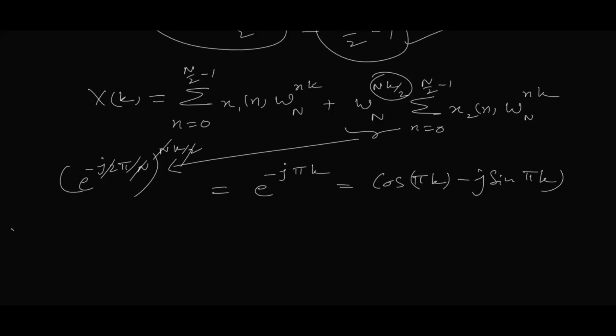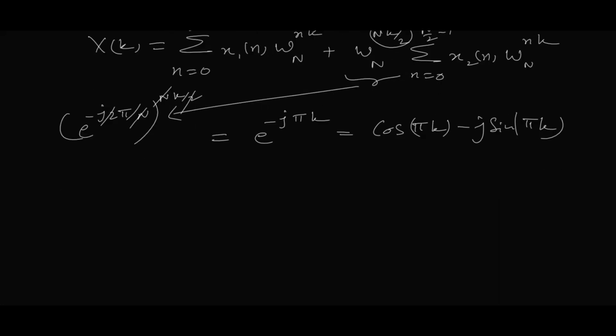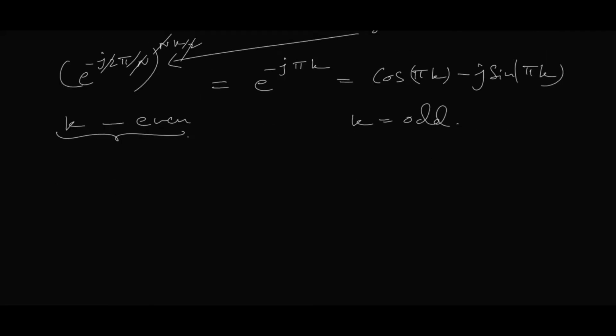If we expand this further by Euler's identity, this becomes cos of pi k minus j sine of pi k. We can consider two different cases for k: case 1 when k is even, and case 2 when k is odd. If k is even, the value of this Twiddle factor will be 1. Likewise, if k is odd, the value will be minus 1.